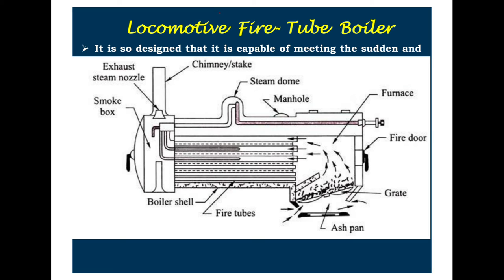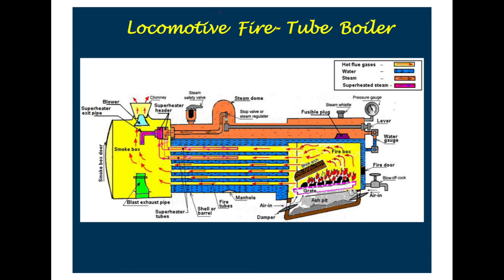Here we can see the important components of the boiler: chimney, exhaust steam nozzle, smoke box, steam dome, manhole, furnace, fire door, grate, ash pan, fire tube, boiler shell. Here the arrow marks represent hot flue gas, water, and steam. Superheated steam is represented in pink color with a blue color arrow mark.